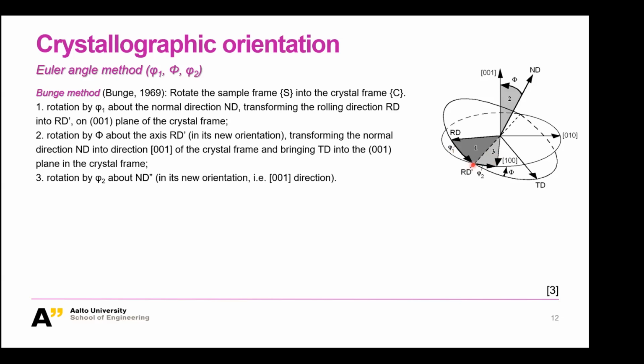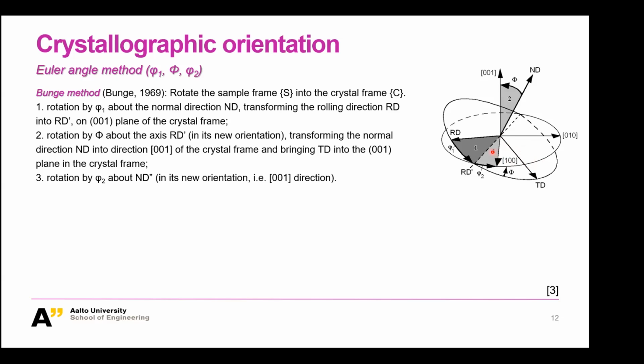Then the second step is rotation around this new RD by a capital phi angle. This is used to rotate this ND to the position of 001. So after this capital phi rotation, you will find your ND is overlapping with this 001 axis. At the same time, your TD will also move to this 001 crystal plane, probably in this position.